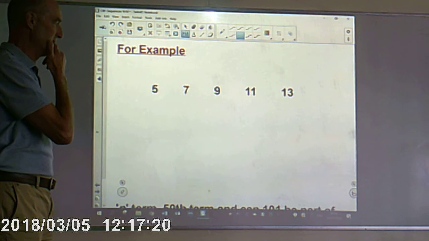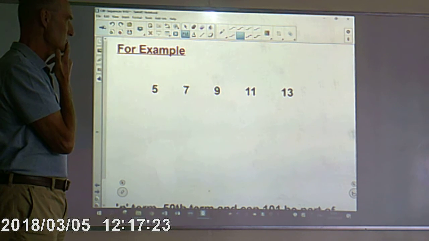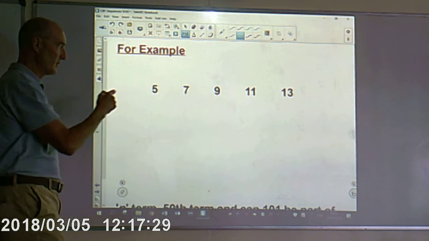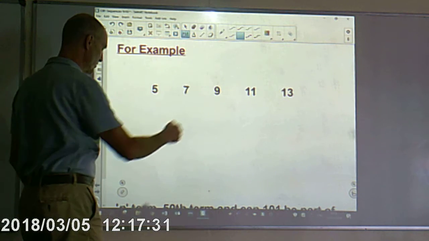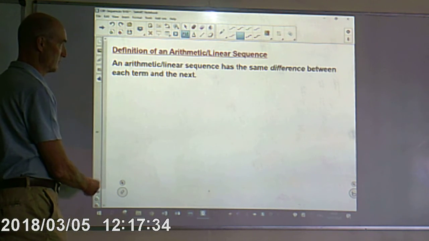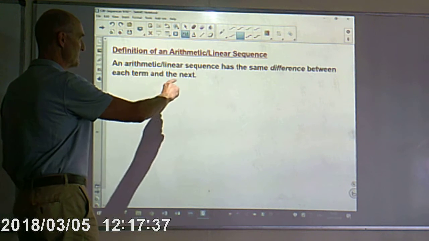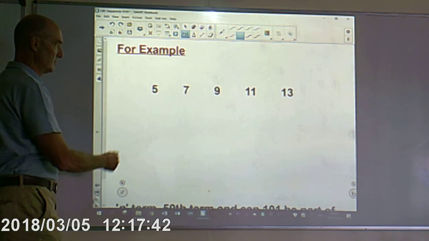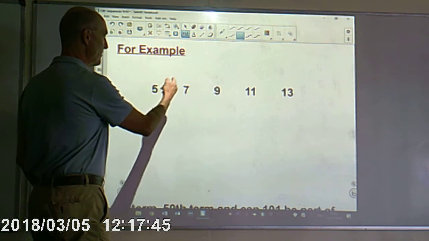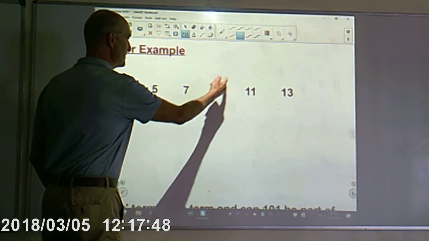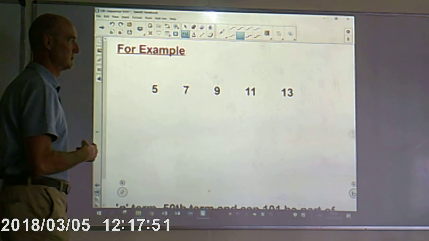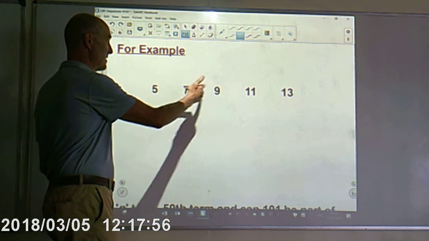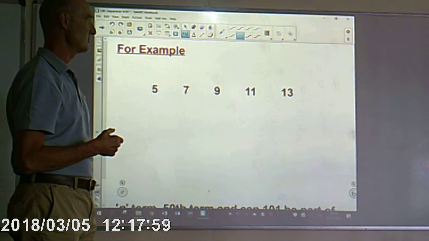Now, an example of an arithmetic sequence. An arithmetic sequence is a sequence that increases by the same number each time. An arithmetic sequence has the same difference between each term and the next. So it increases by the same number each time. So what is this increasing by? We've gone 5 to 7, we've gone 7 to 9, we've gone 9 to 11, we've gone 11 to 13. So the sequence is increasing by 2 each time. So the difference between the numbers is the same, so it is an arithmetic sequence.